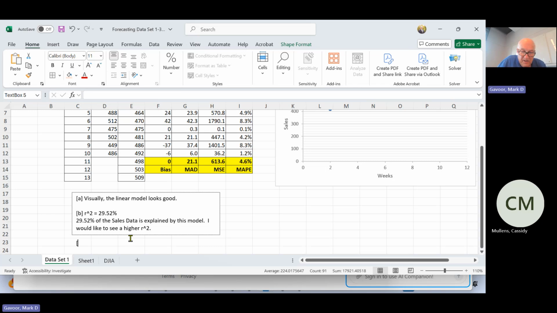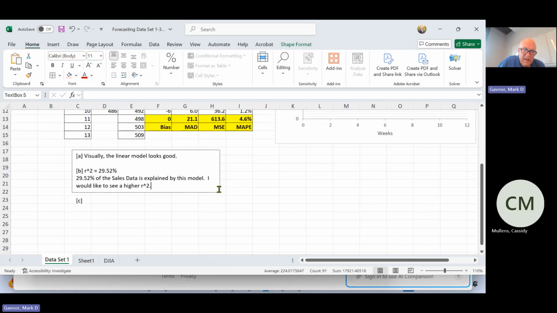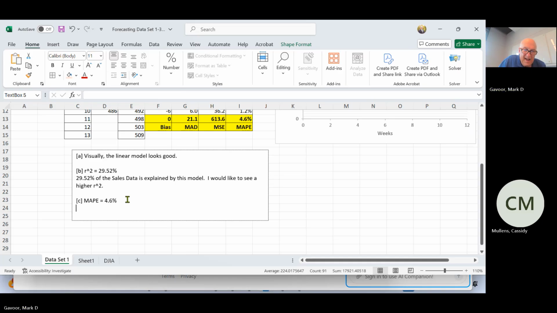And we have C. Uh-oh, why is it all printing outside? Because the box isn't big enough. Let's make the box bigger. There we go. MAPE equals 4.6%. I can live with this percent error.